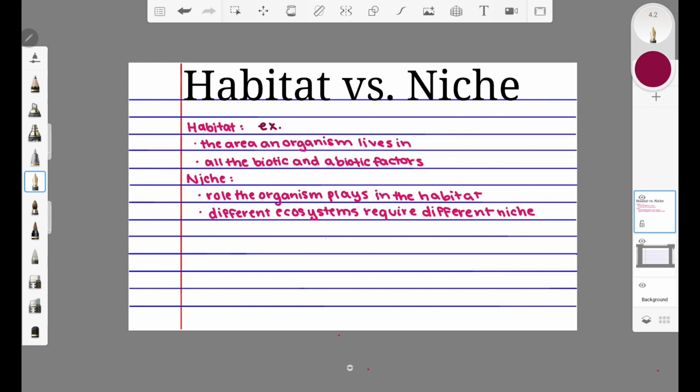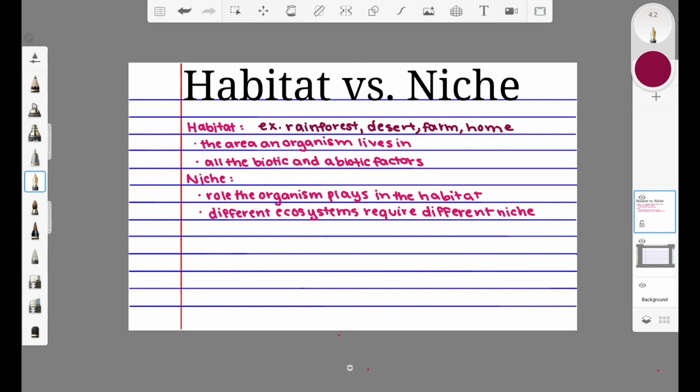An example of a habitat could be a rainforest, and maybe a desert, a farm, or maybe just home could be considered a habitat for humans.